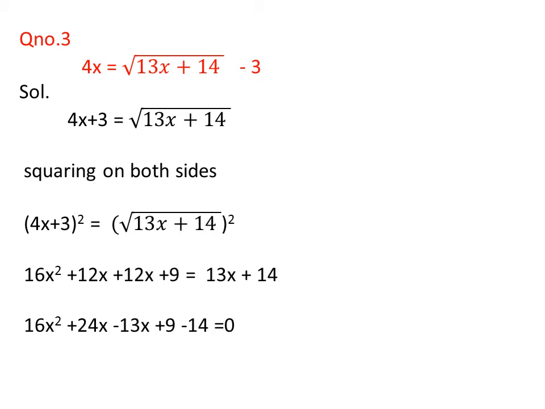And by solving this equation, 16x² is written as it is. 24x minus 13x will give us 11x, and 9 minus 14 will give us minus 5, equal to 0. Now we can say this is a quadratic equation in x, and we can solve this equation by using the factorization method.